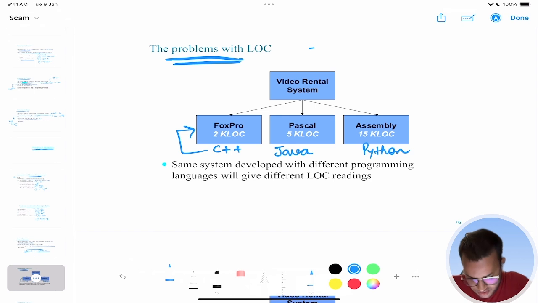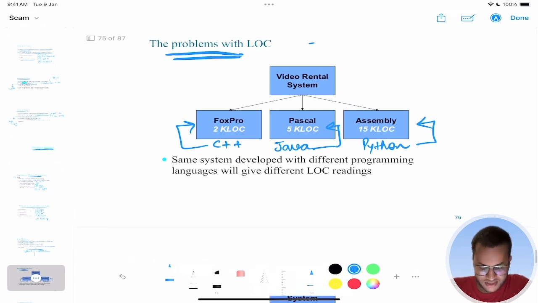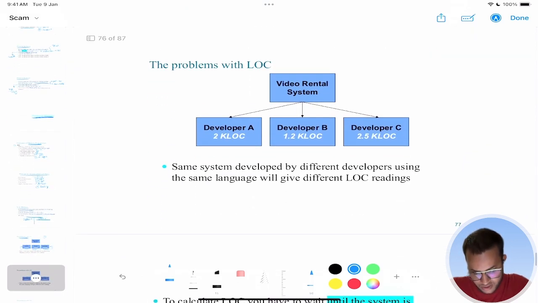C++ takes 2000 lines of code for developing this system. Java takes 5000 lines of code and Python takes 15,000 lines of code. So we see that using different programming languages, but developing the same software, there is a significant difference between the lines of code. So this is the first problem with LOC, lines of code.